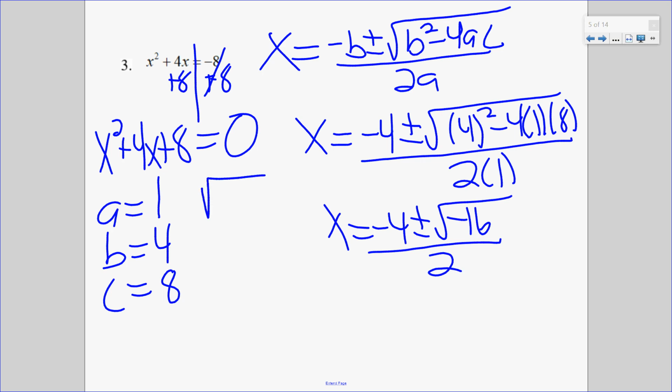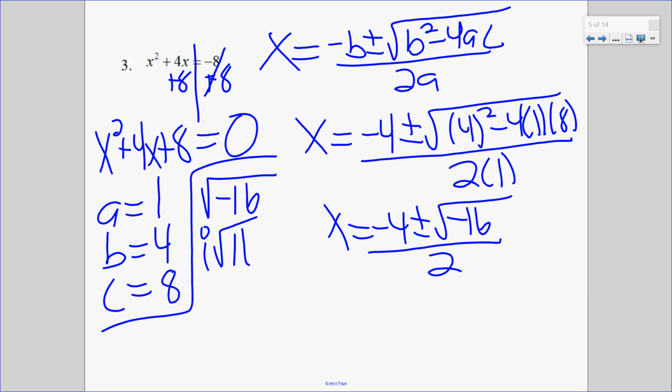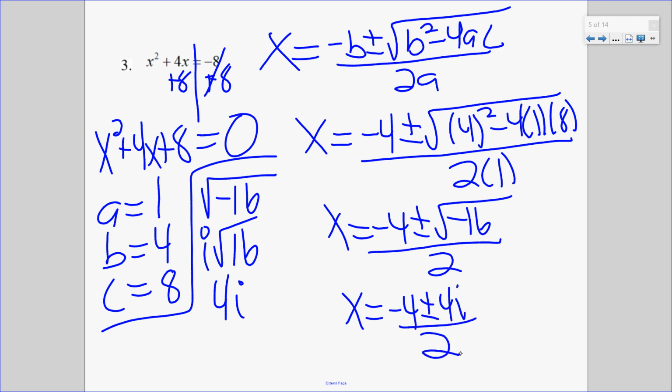Off to the side, reduce the radical. Because there's a negative, to bring it outside, it becomes an i. Again, we did that in the first lesson in this unit. Now, 16's on my list. Rad 16 is 4, so this whole thing just becomes 4i. X equals negative 4 plus or minus 4i over 2.